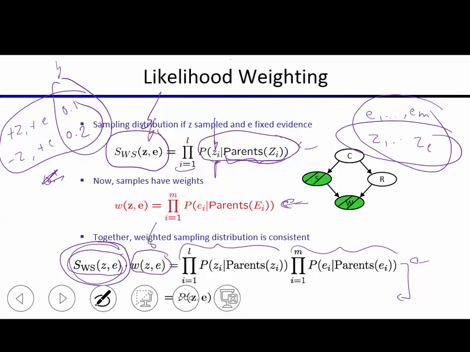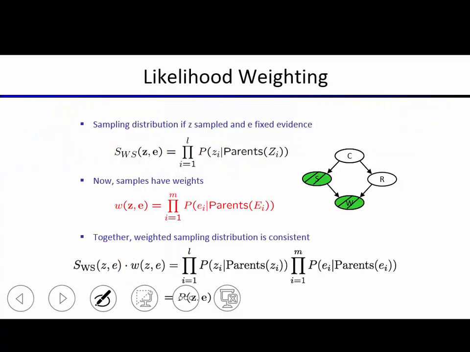Okay, yeah, so let's say you have a set of weighted samples. Let's find a spot where we can write a few samples. Let's say we had maybe plus Z1, plus Z2, plus E with a weight of 0.2. Maybe we have plus Z1, negative Z2, plus E with a weight of 0.1. Maybe we have negative Z1, plus Z2, plus E with a weight of 0.4. Maybe we have another plus Z1, plus Z2, plus E, the same sample as we had earlier on, so of course it has the same weight, 0.2. Let's say those are our four samples.